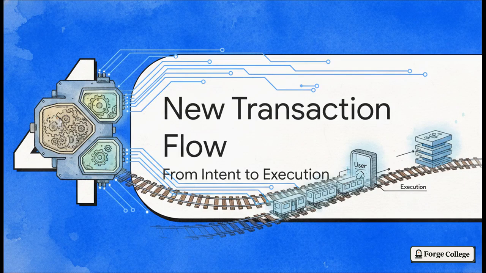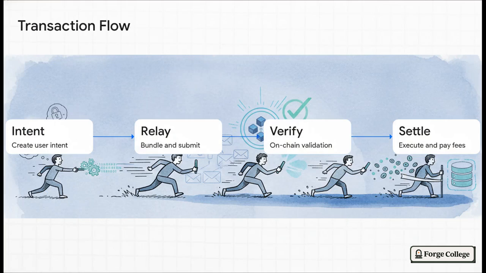All right, Section 4, the new transaction flow, from intent to execution. So, we've designed this beautiful three-pocket engine. But how does it actually run when you want to send a transaction? Let's map out how this builds from a simple off-chain intent all the way to final on-chain settlement.